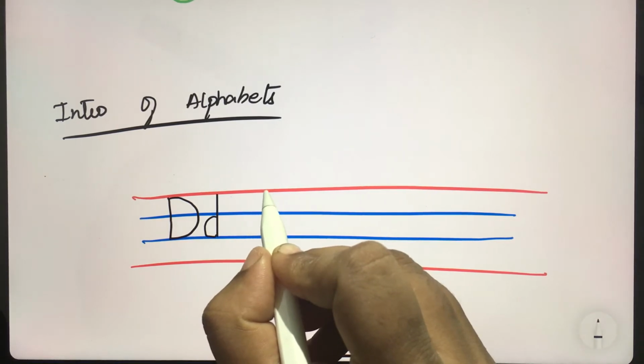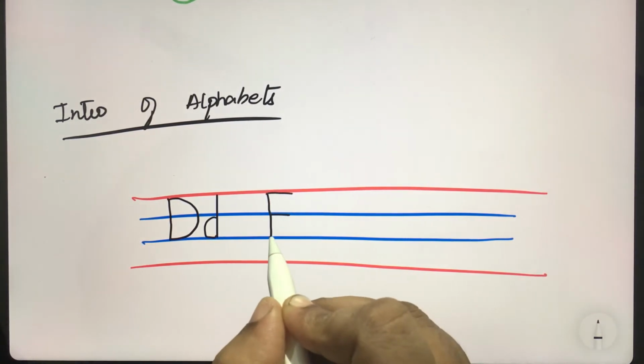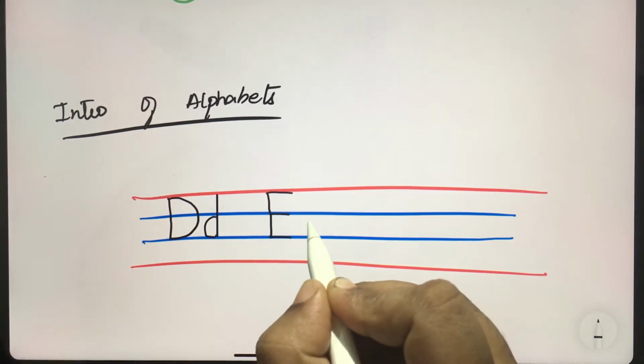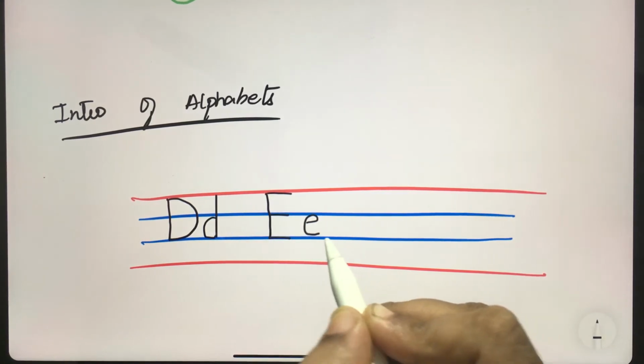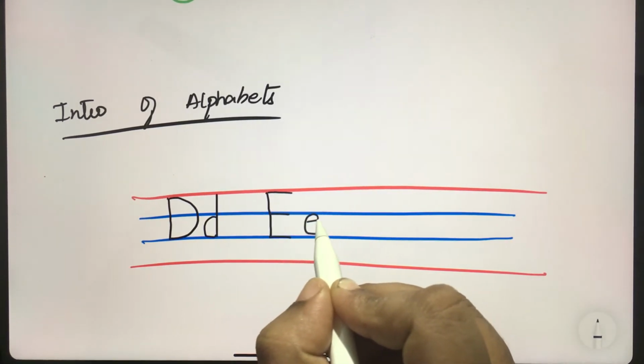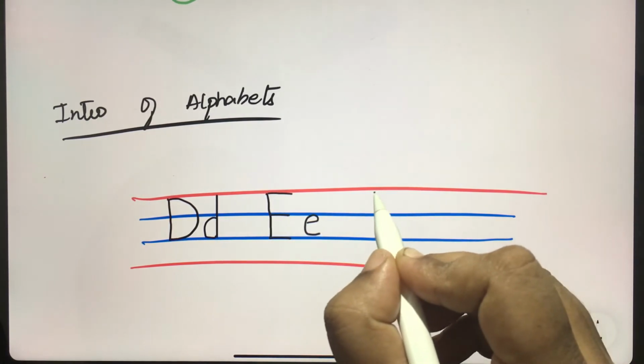Now coming to E. Standing line, sleeping line, sleeping line, and a sleeping line. Now lowercase e, with a small curve and a curve. This is a curve with a small sleeping line and a curve. So this is E.